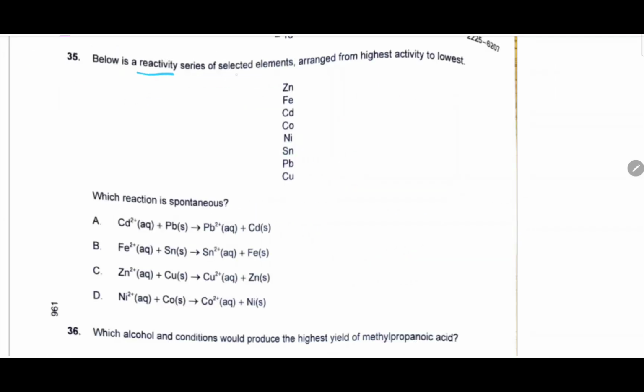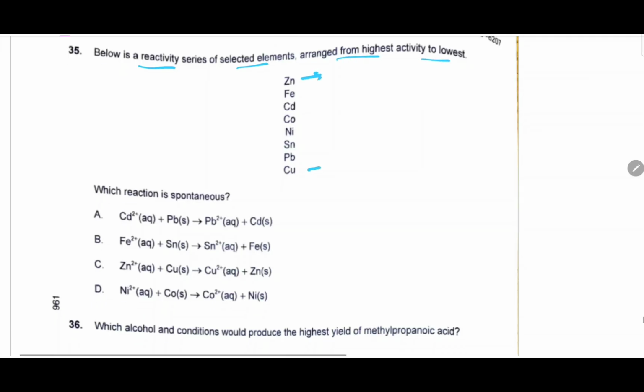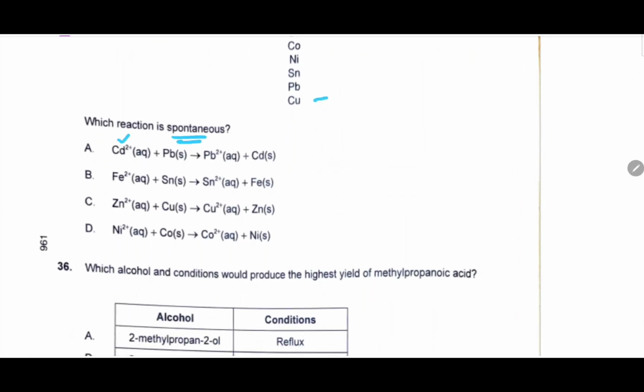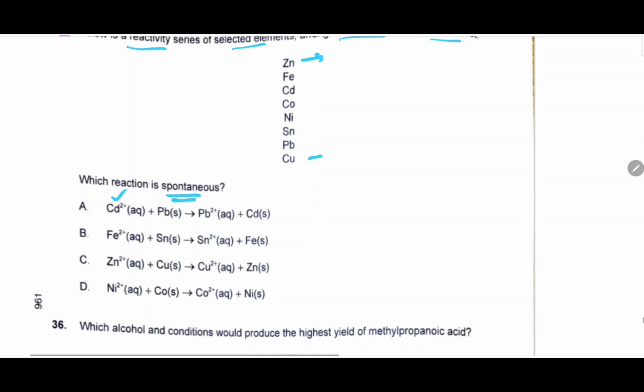Question 35. Below is the reactivity series of selected elements arranged from highest activity to lowest. It means this is the most reactive and this is the least reactive. Which reaction is spontaneous? It means which reaction can take place. Cd plus 2 ions react with lead. Cd is more reactive than lead, so the reaction will not take place. It means A is not possible.